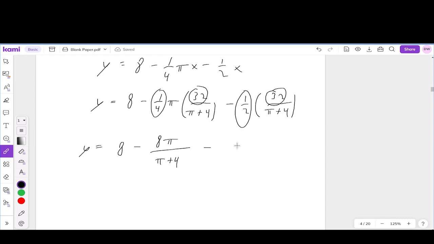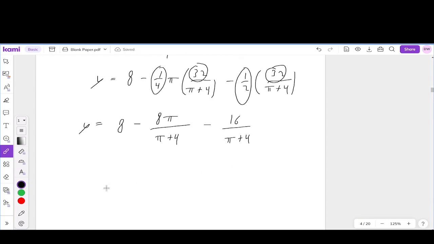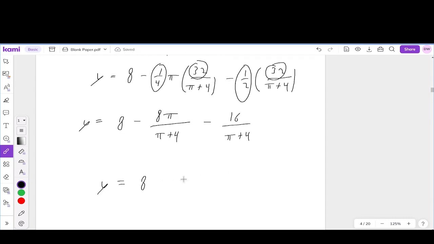Again, I'm reducing these to give me 16 over pi plus 4. Since it's the same denominator, I can at least rewrite it as one fraction. And I'll put the negative sign out in front, meaning that all my negatives turn to positives because I'm distributing that negative sign.